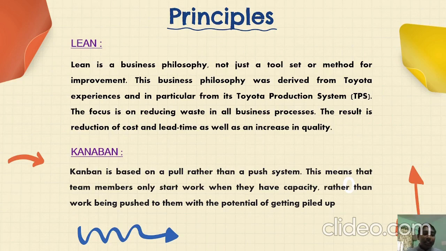The next principle is lean. Lean is a business philosophy, not just a tool set or method for improvement, but also a philosophy which helps in controlling the business. This business philosophy was derived from Toyota experiences and in particular from its Toyota production system, that is TPS. The focus is on reducing waste in all business processes. The result is a reduction of cost and lead time as well as an increase in quality.